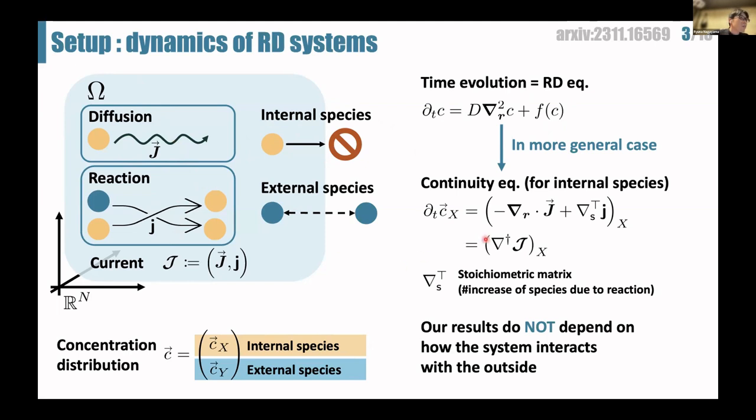Then we can write the time evolution by the continuity equation for the concentration distribution of internal species. Here, X means the internal species. We also write the stoichiometric matrix by using this transpose of gradient form for some mathematical reasons. And our results do not depend on how the system interacts with the outside.